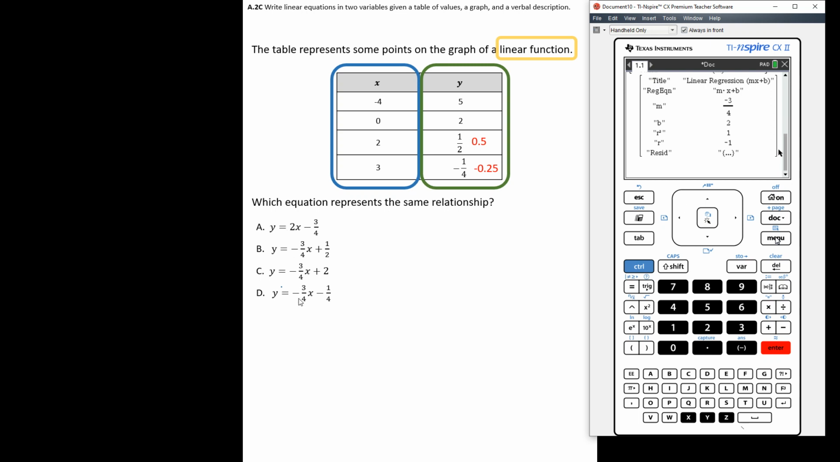So we're looking for this number in front of x to be -3/4. So we're not picking A, and the number or the y-intercept after x to be a +2. So we should pick C.